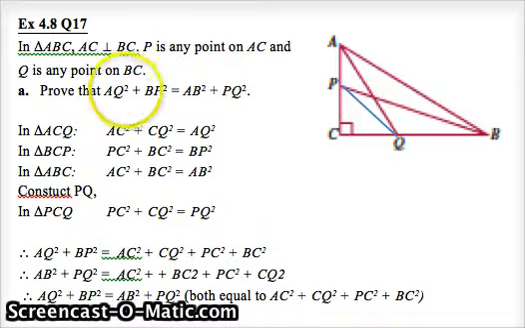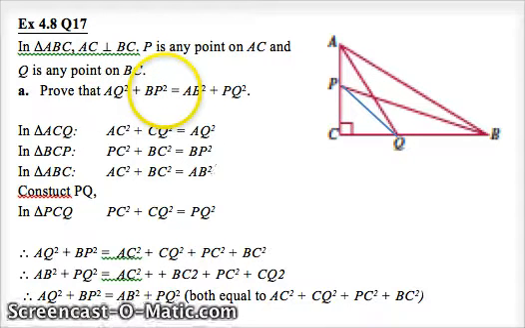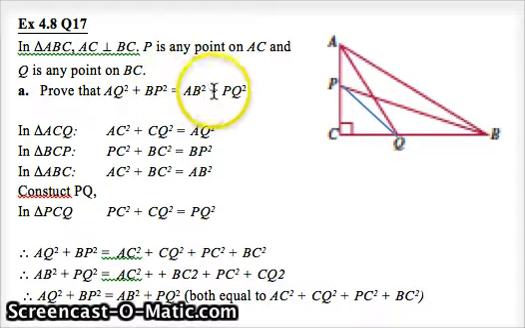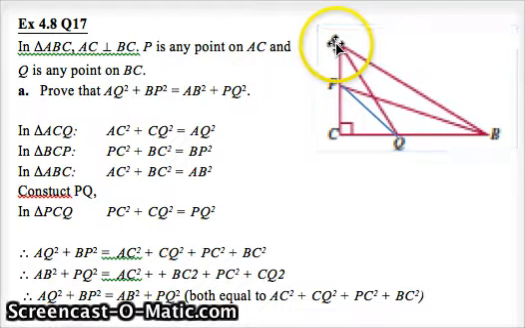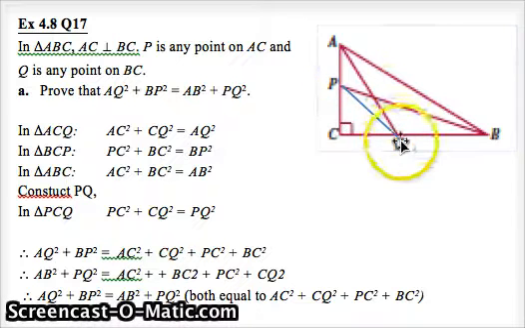Then we can look at the question again and we can see that we need an expression for AQ squared. We'll need an expression for BP squared, an expression for AB squared, and an expression for PQ squared. So we're going to come up with those expressions now. In this first line of working here, we can state which triangle we're working in. So in triangle ACQ, we can see that AC squared plus CQ squared equals AQ squared. So that's that first line of working there.